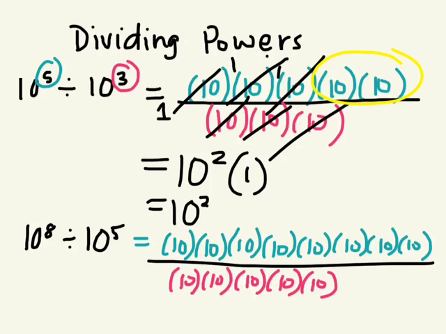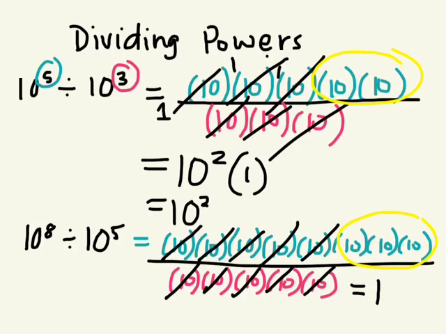And then we know that we can cancel these out. And how many am I left with? How many 10s am I left with? 3. So as a single power, simplified, this is going to be equal to 10 to the power of 3.